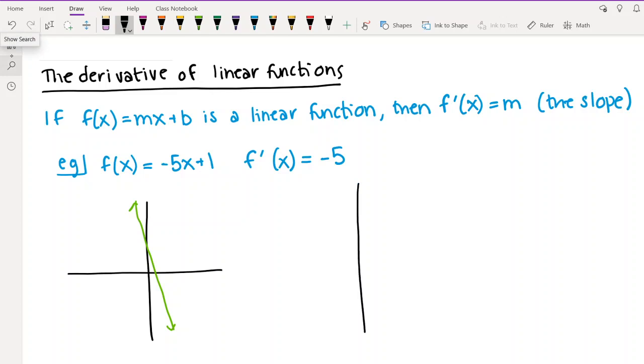And so what would the derivative look like? Well, what does the graph of f of x equals negative 5 look like? It's literally just a horizontal line through a height of negative 5. And so that, again, fits with this idea that at any x value you go to, the derivative always has a value of negative 5. Whereas at any x value you go to on your original function, the slope is always negative 5. So there's still that same connection that we saw on the previous example.